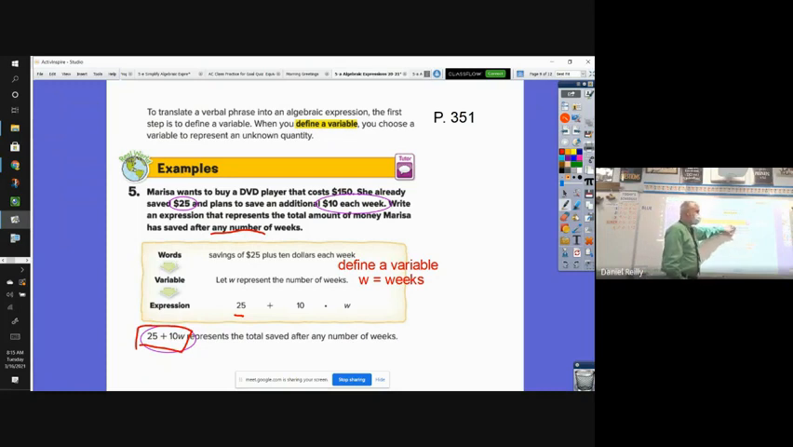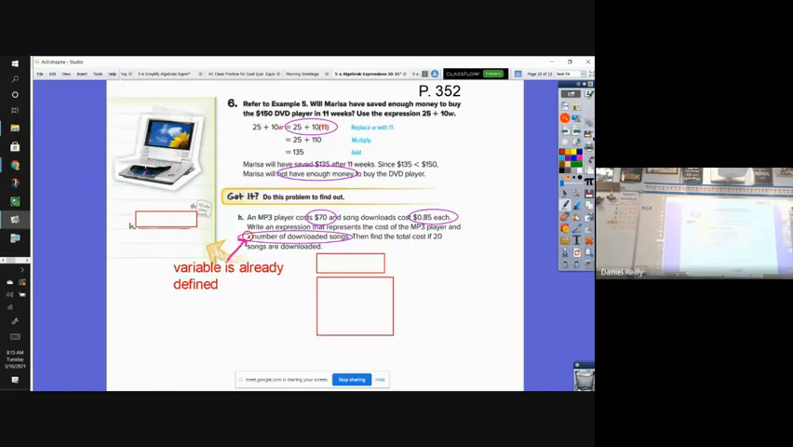The actual answering of how many weeks will it take for her to buy this is a problem for the next unit, which is why I don't like that they put it in this problem. $375. Okay. All right, next example.